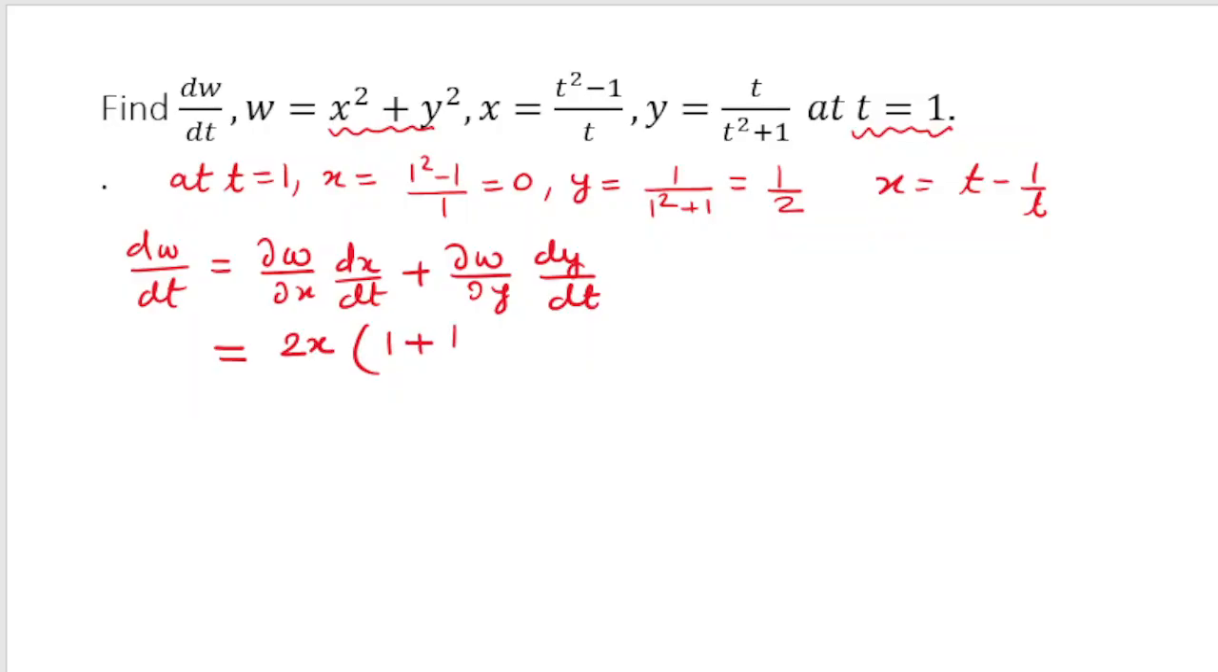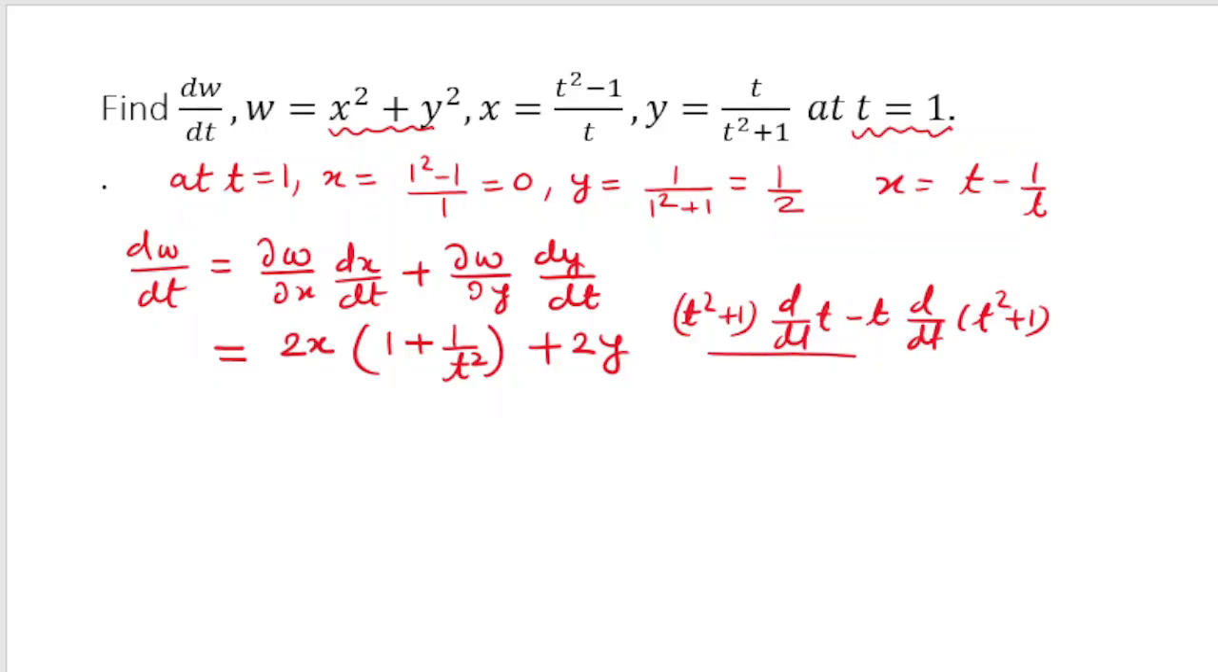So this will become plus 1 by t square, and then plus del w by del y. So with respect to y, I will get 2y, and dy by dt. So here I can use the u by v formula. So if I differentiate first the denominator t square plus 1, and then d by dt of t, minus t, and then d by dt of t square plus 1, and this whole thing is divided by t square plus 1 whole square.